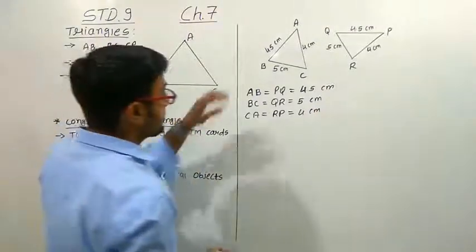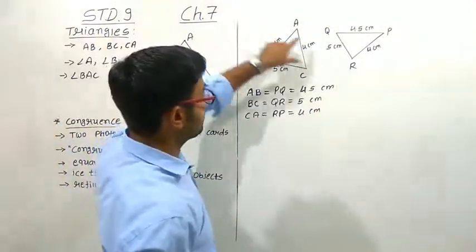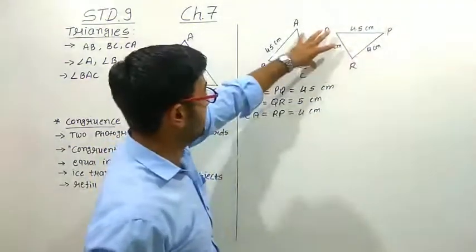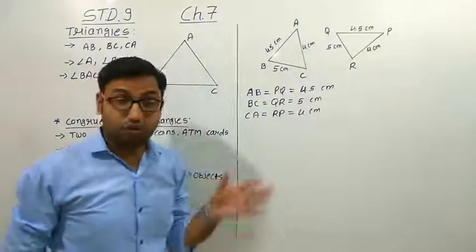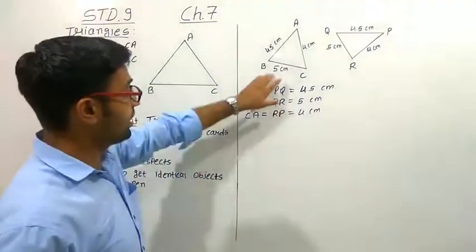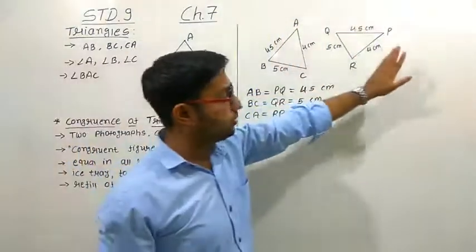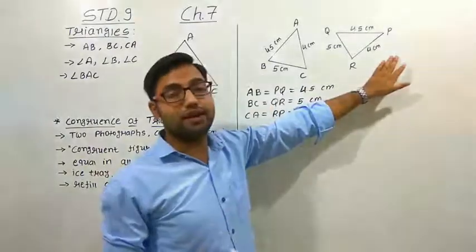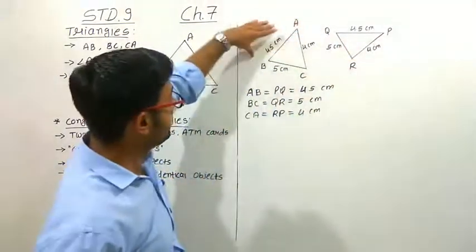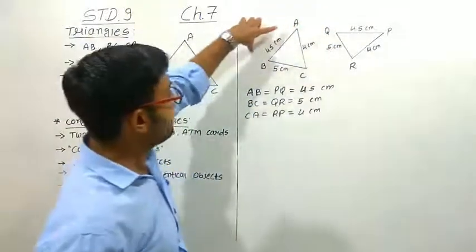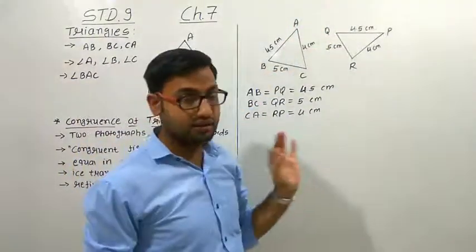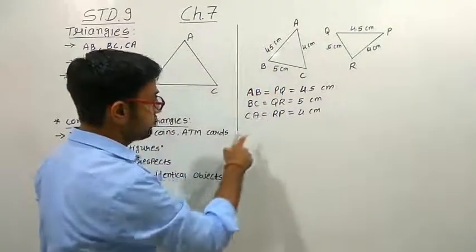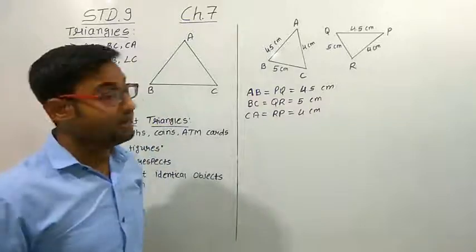That means one side of this triangle is equal to the first side of this triangle, the second side is equal to the second side, and the third side is equal to the third side. That means all three sides of this triangle are equal to all three sides of this triangle. But which sides? Respective sides. That means AB is equal to PQ. AB is not equal to QR. That is why we write AB is equal to PQ, BC is equal to QR, and CA is equal to RP.